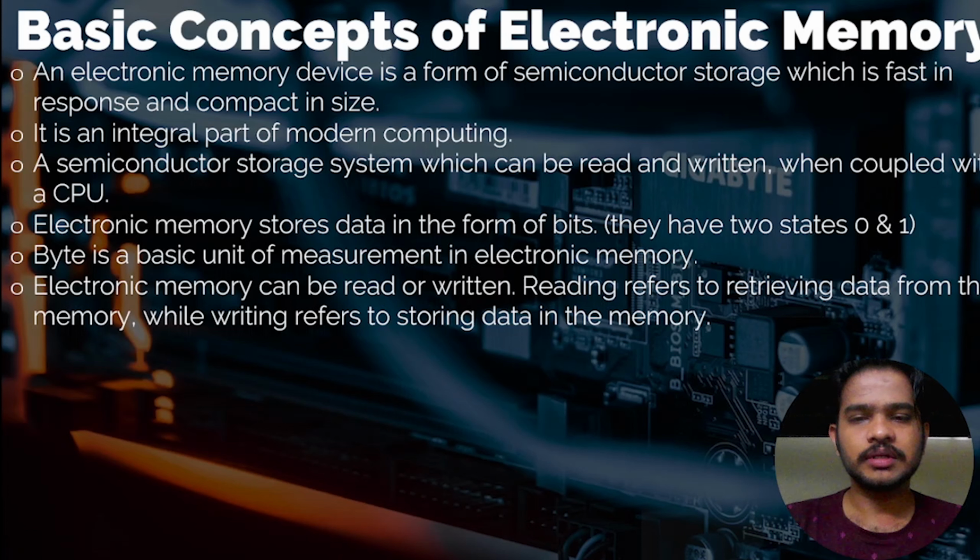Electronic memory stores data in the form of bits. They have two states, 0 and 1. Byte is a basic unit of measurement in electronic memory. Electronic memory can be read or written. Reading refers to retrieving data from the memory, while writing refers to storing data in the memory.